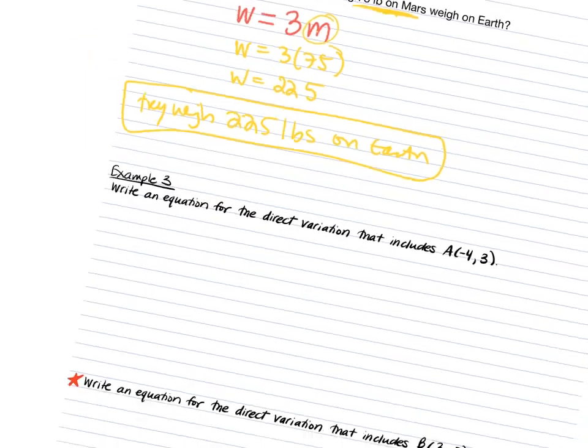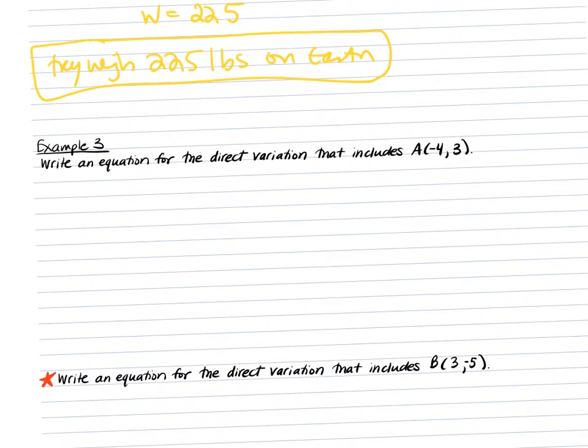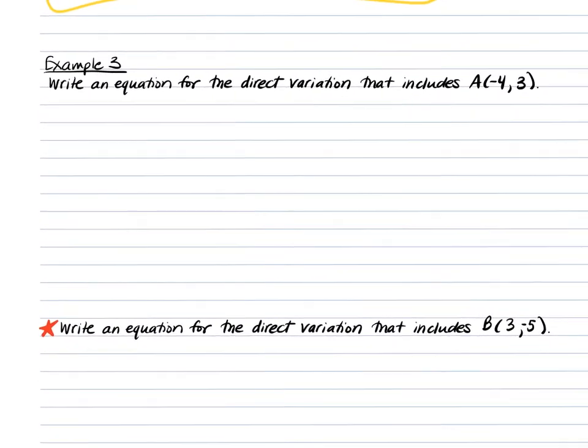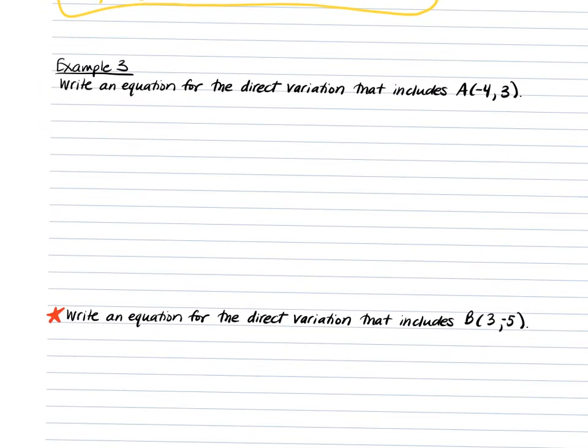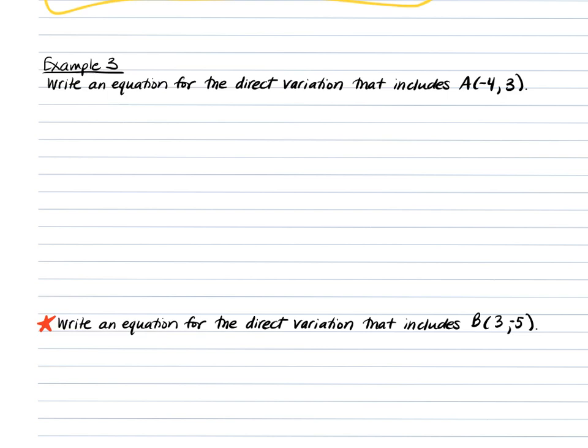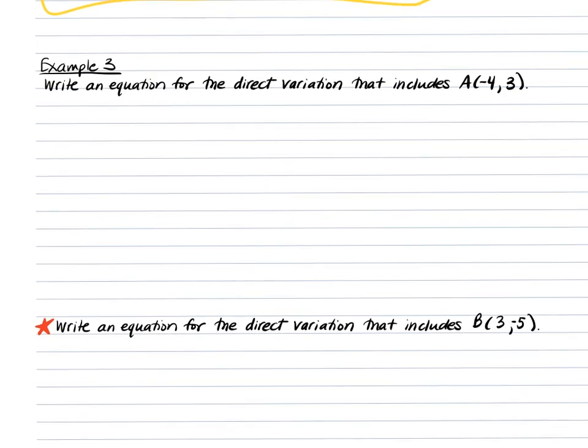Okay, and then our last example, example 3, is going to be writing our own equation for a direct variation that includes the point (-4, 3). So remember our equation looks like this: y equals some constant times x. If we have one point, remember our points are x, comma y. We can just plug that in and figure out what our k is. So let's plug in 3 for y. That equals some constant of variation times -4.